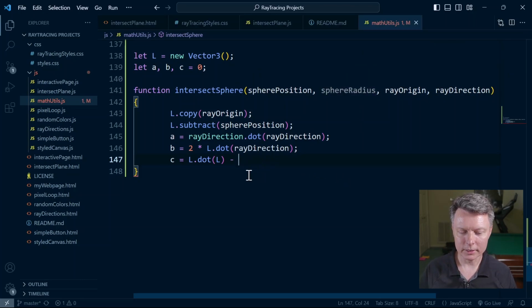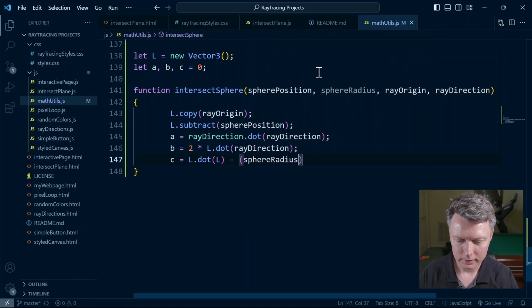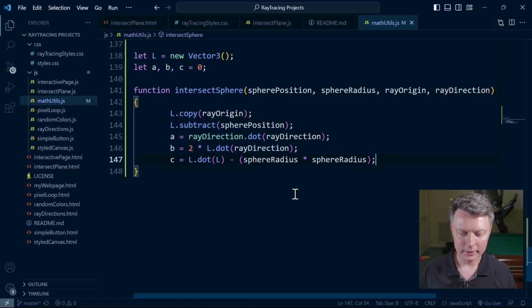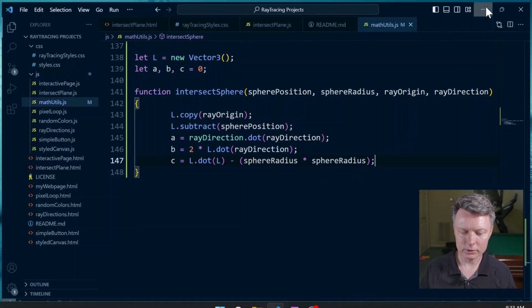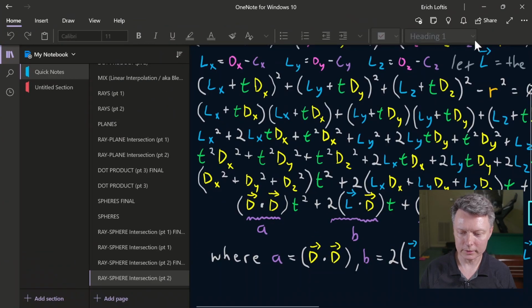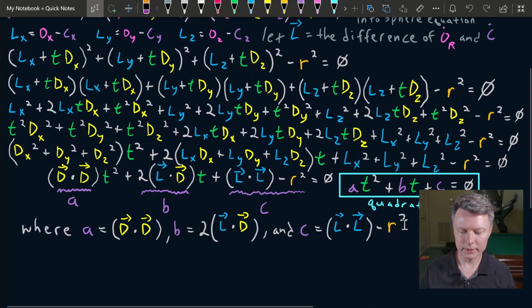So let's go ahead and put this in its own set of parentheses so that we make sure it gets done first before it does the subtraction. So let's do opening parenthesis and type sphere radius times sphere radius. And now hit semicolon. And that should be it for C. So we have L dot L minus sphere radius squared, or sphere radius times sphere radius. And that should be what this is saying here, L dot L minus sphere radius squared.